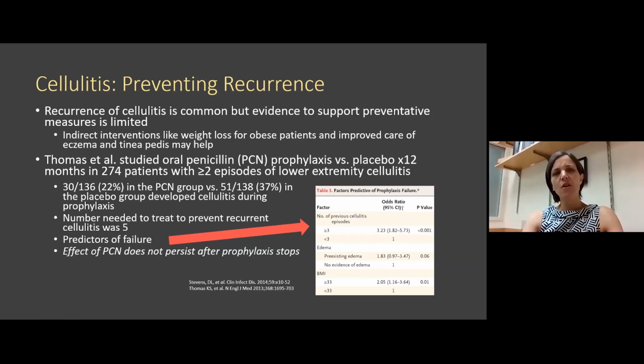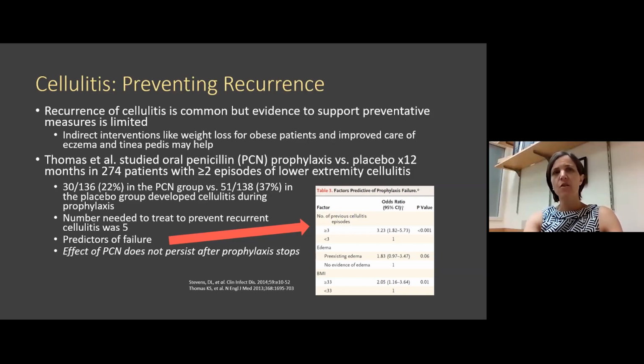The other thing to know about this study is that it very clearly showed that the effect of penicillin does not persist. So you don't get credit for time served. If you take your penicillin prophylaxis for a year and you don't have any episodes of cellulitis, that's great. But at week 1, after stopping the penicillin, you're going to be just as vulnerable to getting cellulitis as you were before you ever did the penicillin prophylaxis. So it's really only while you're taking it that you prevent the recurrences.